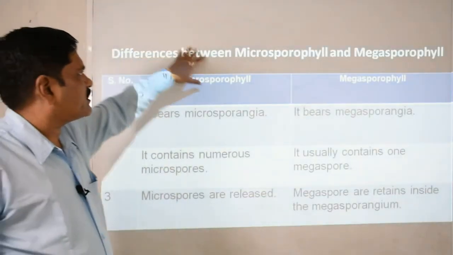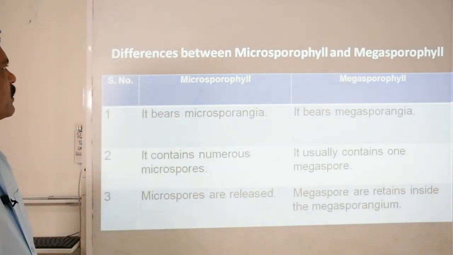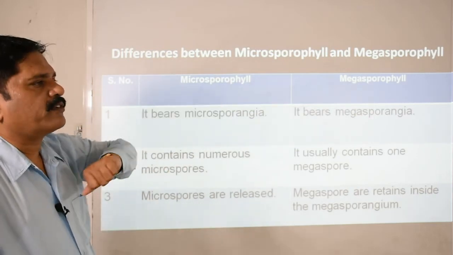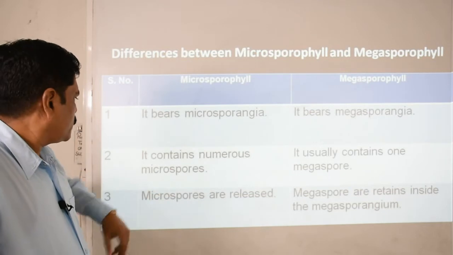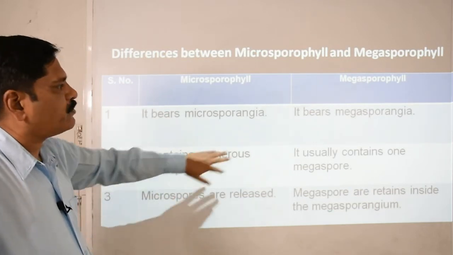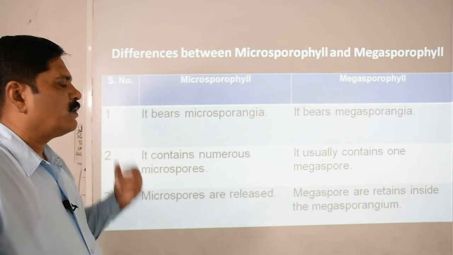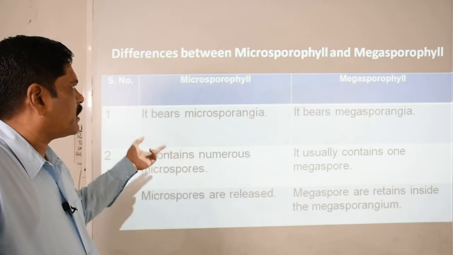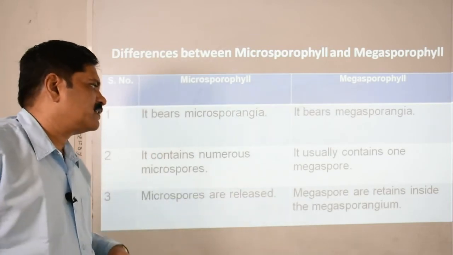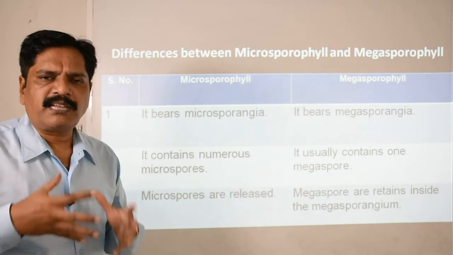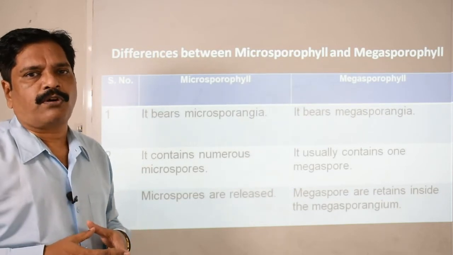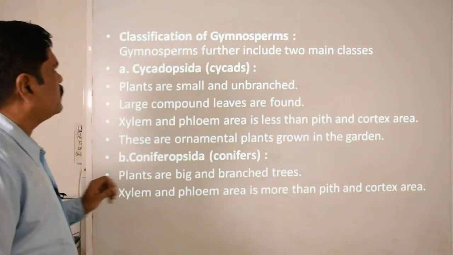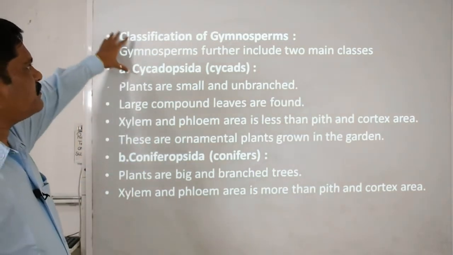Now take a look at the differences between the microsporophyll and the megasporophyll. Clear? The microsporophyll bears microsporangia, the megasporophyll will surely bear megasporangia. Okay. It contains numerous microspores while it contains one megaspore. Okay, remember the microspores are released from the microsporophyll while the megaspores are retained inside the megasporangia, and they are just waiting there for the arrival of the microspores and the fusion. Clear? Now then here we are talking about the classification of the gymnosperm.